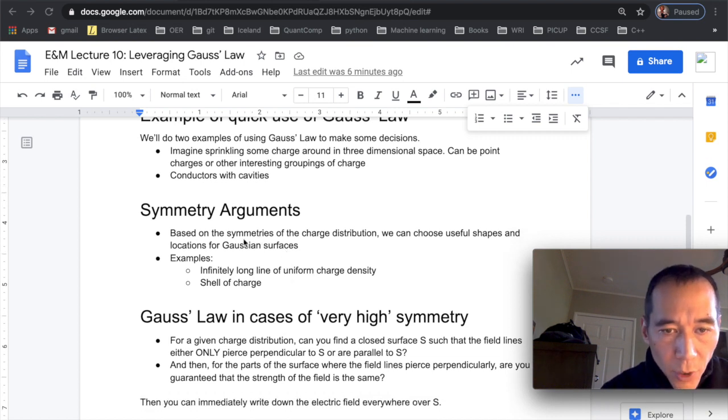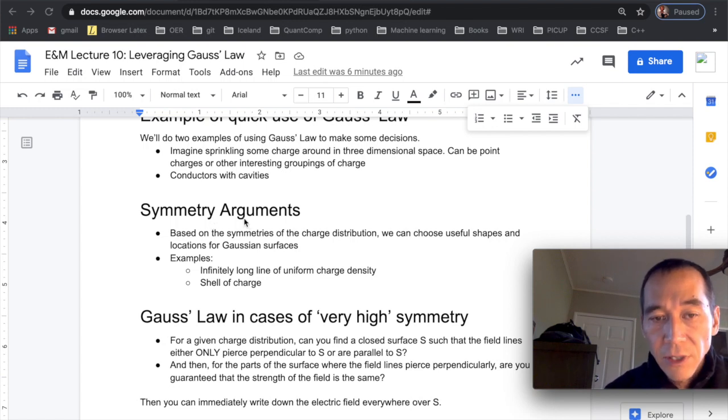So we're going to make some decisions about the electric field line diagram based on symmetry, and that's going to indicate for us particular choices of shape of Gaussian surface. Some examples that have quite a lot of symmetry are pretty special and sometimes realistically impossible. So the first one is realistically impossible.